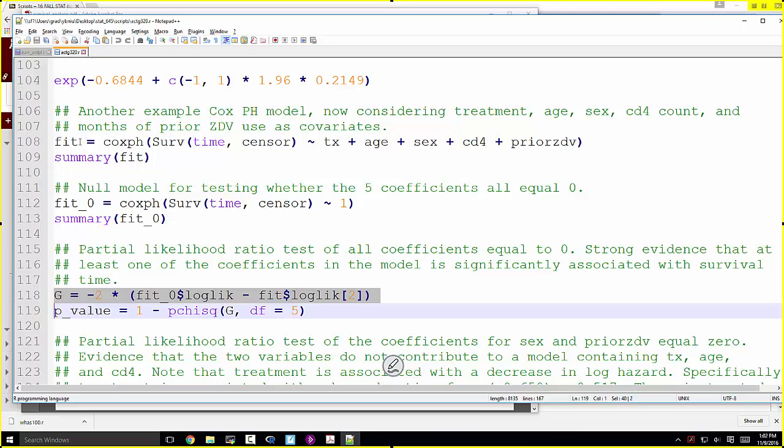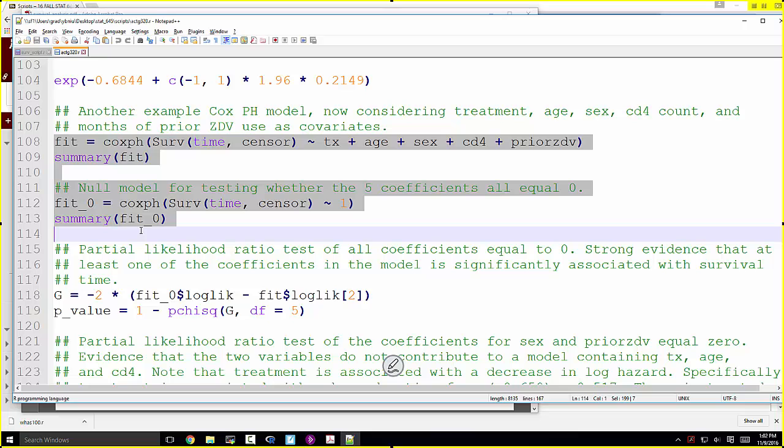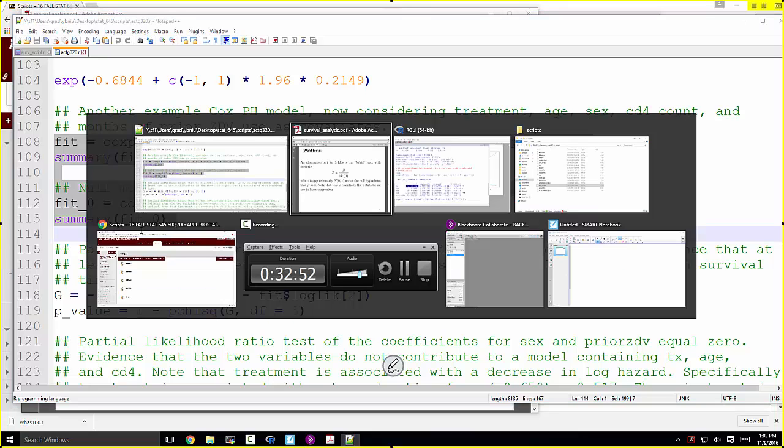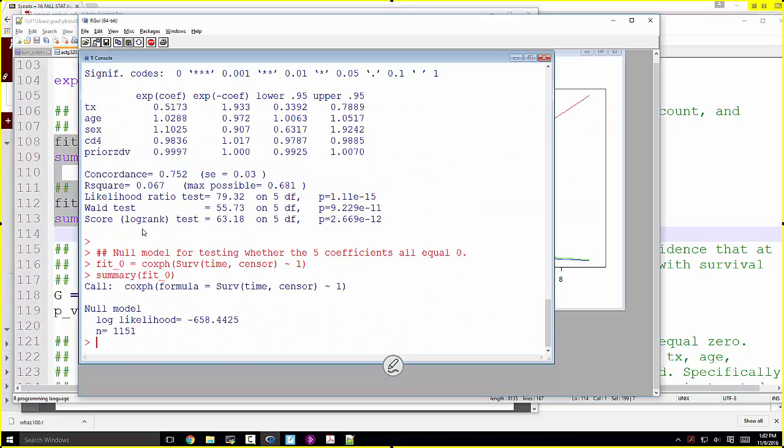From the fitted objects of coxph, we can get log likelihoods that correspond to the model. So let me fit these 2 models. We're going to compare the one with all 5 covariates in it to the one that has nothing in it.